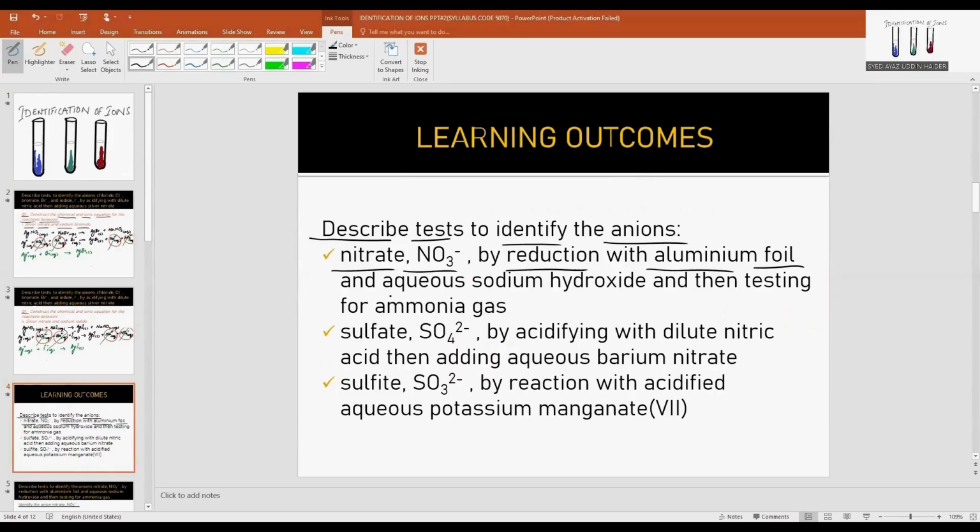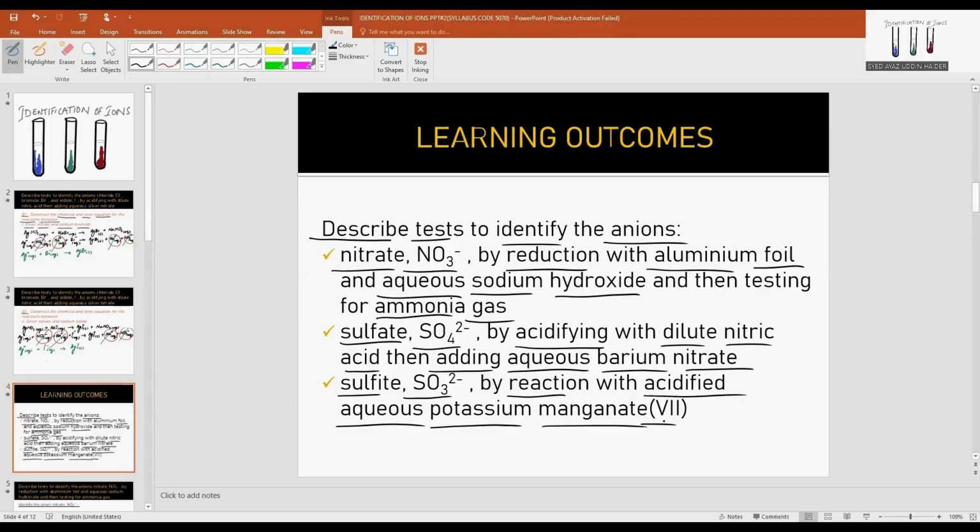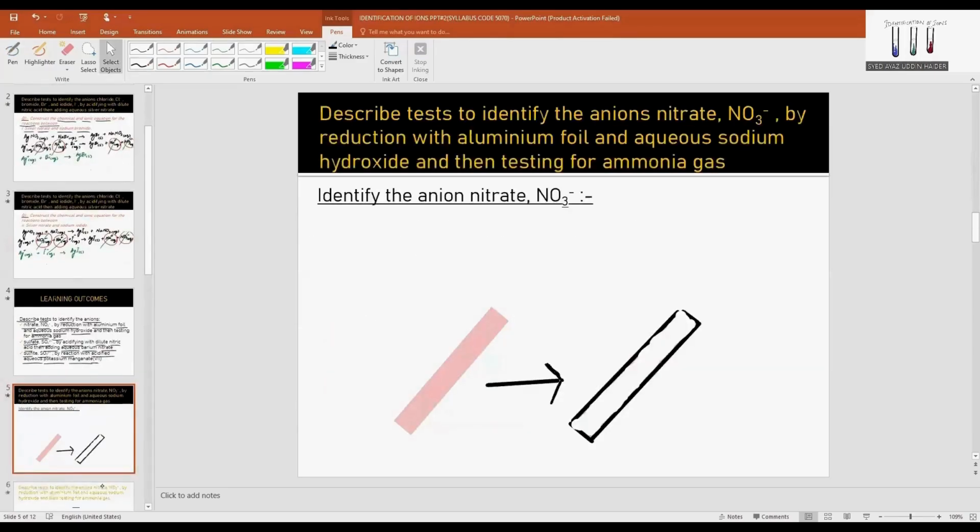The learning outcomes for this lesson are: describe the test to identify the anions. Nitrate, NO3-, by reduction with aluminium foil and aqueous sodium hydroxide, and then testing for ammonia gas. Sulfate, SO4 2-, by acidifying with dilute nitric acid, then adding aqueous barium nitrate. Sulfite, SO3 2-, by reaction with acidified aqueous potassium manganate(VII). In this video, I will talk about the test and results for the anions nitrate, sulfate, and sulfite.